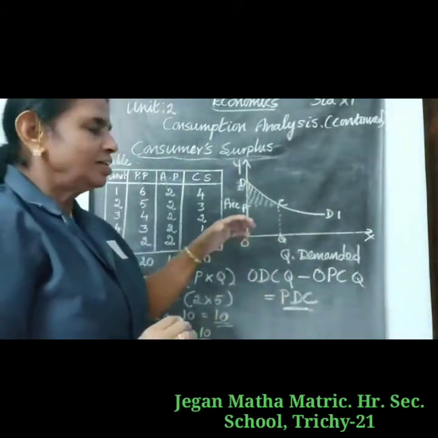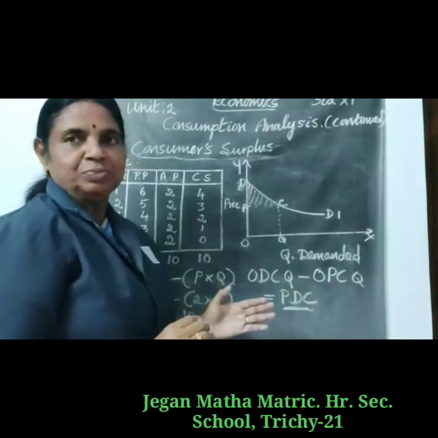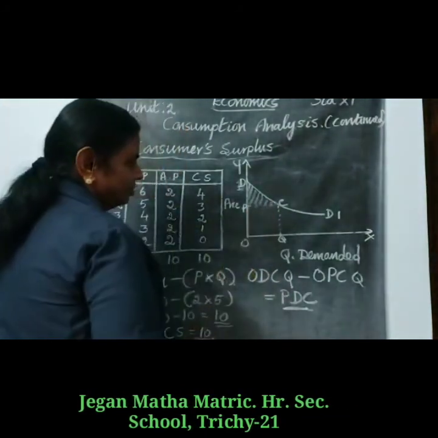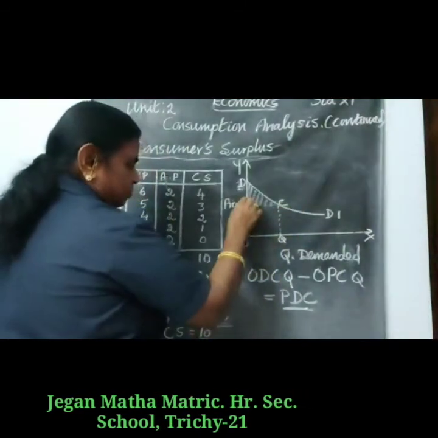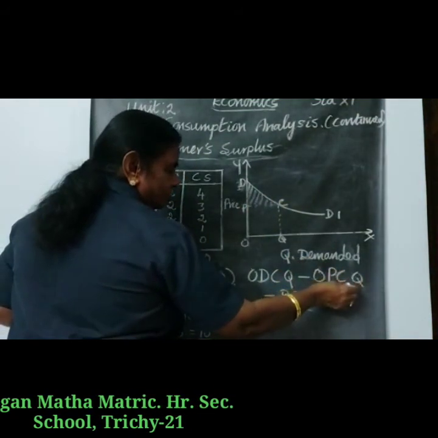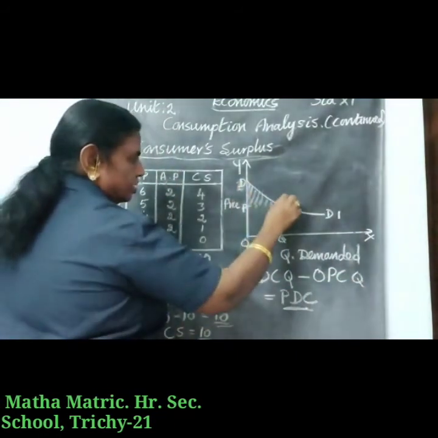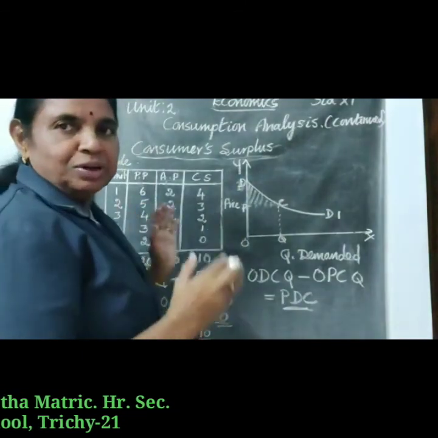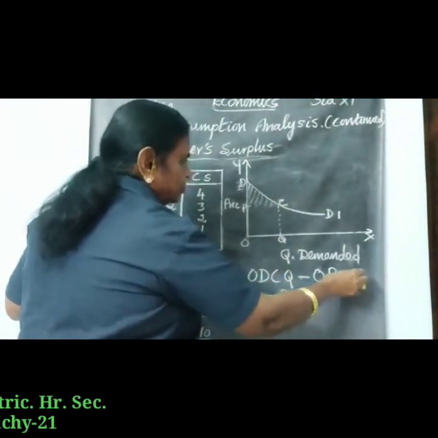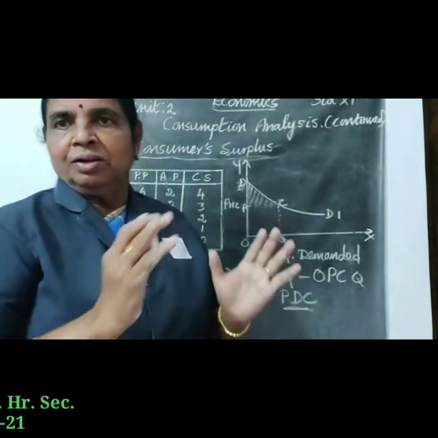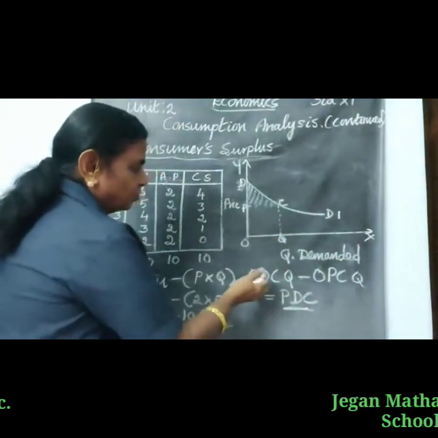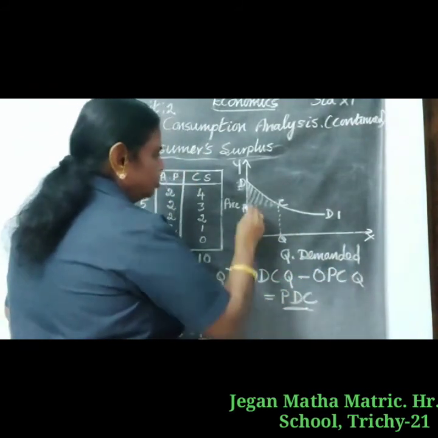In this way, we can explain consumer surplus with the help of the diagram. Remember once again, the actual price of the commodity is marked in the diagram as OPCQ. So OP is the actual price and OQ is the quantity demanded. So OPCQ is the actual price of the quantity demanded, and ODCQ is the potential price, the price the consumer is willing to pay. So according to the formula, CS, consumer surplus, is equal to potential price minus actual price. So ODCQ minus OPCQ equals PDC.